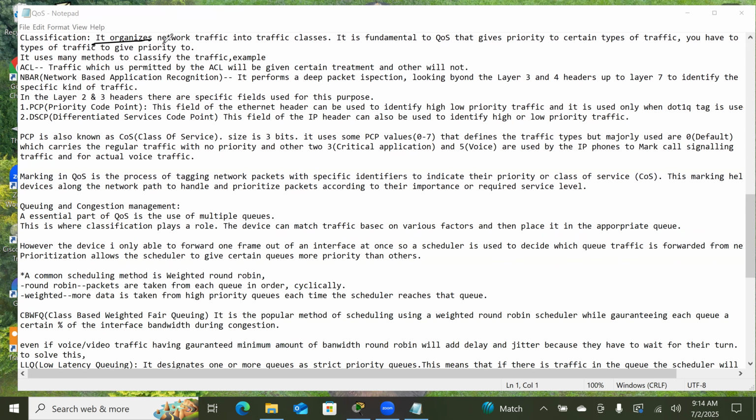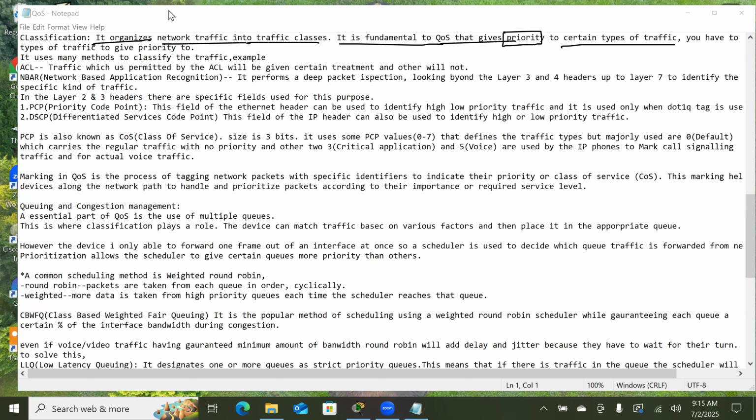It organizes the network traffic into traffic classes. It is fundamental to the quality of service that gives priority to certain types of traffic. It's going to treat different data with different priority. For example, voice data will be considered as a VVIP, very important data. Next comes video. Next comes the normal data. That's a normal person. It will not be given any kind of extra priority there.